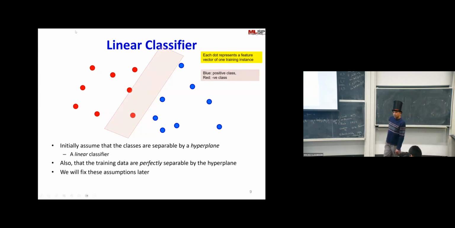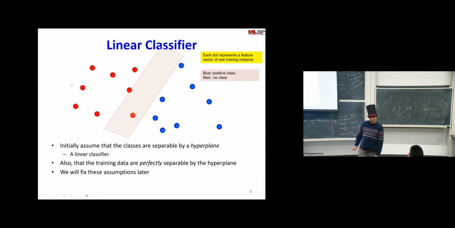What is the formula for a hyperplane? Anybody? So here's how I would define it. Think of a hyperplane in some space. If I have a vector W and a vector X, and I tell you W transpose X equals 0, what does it tell you about the two vectors? Orthogonal. They are orthogonal, correct?